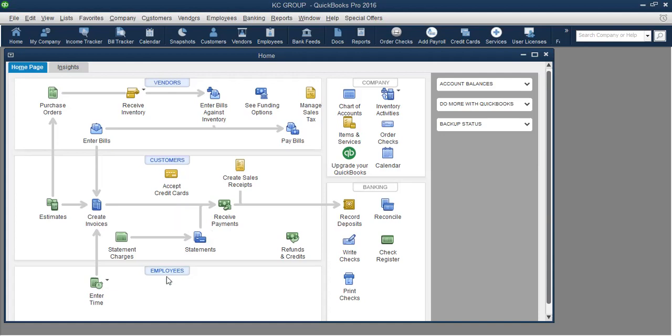Then the last section on the bottom left, which is the employees. This is where your payroll is going to be located. In other words, anything dealing with employees is going to be in this section. So we are going to be handling payroll for the employees. Then we are seeing there is another section over here where it says company.